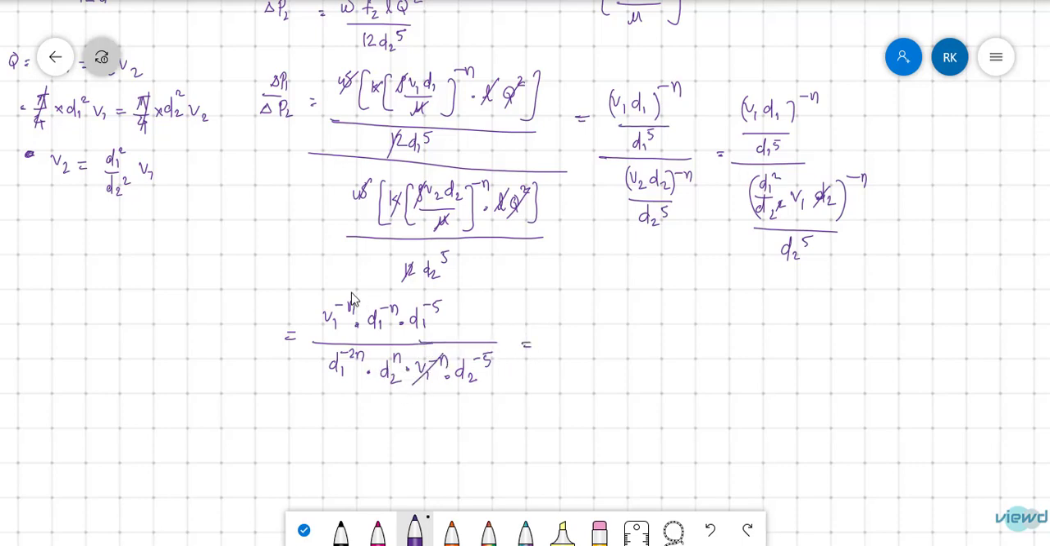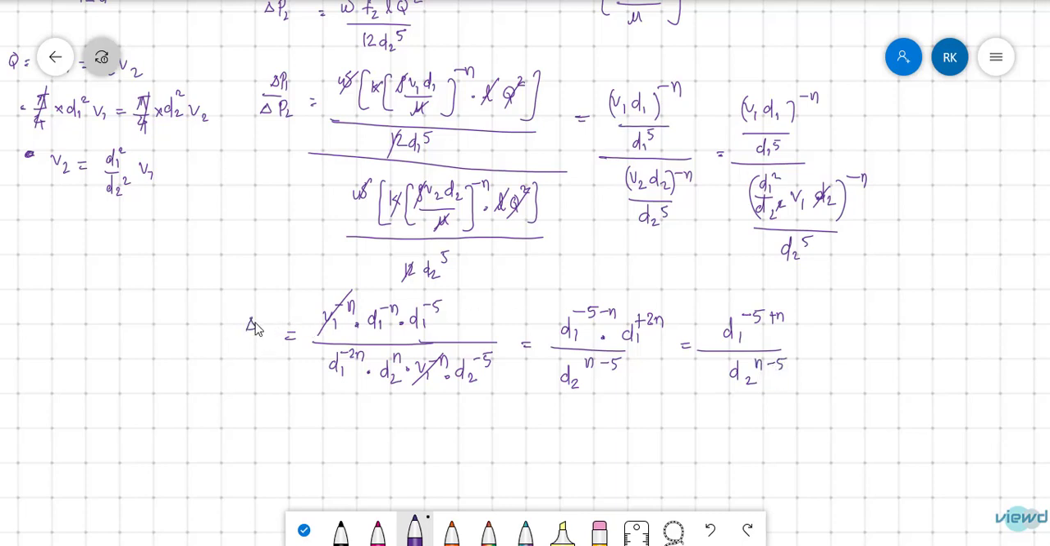So v1 power minus n gets cancelled, and d1 power minus 5 minus n divided by, sorry, here again d1 is present, so d1 power minus 2n. It is going upside, so it is plus 2n. Here downside d2 power n minus 5. So d1 power minus 5 minus n plus 2n, it is minus 5 plus n, divided by d2 power n minus 5. So let us see the options.